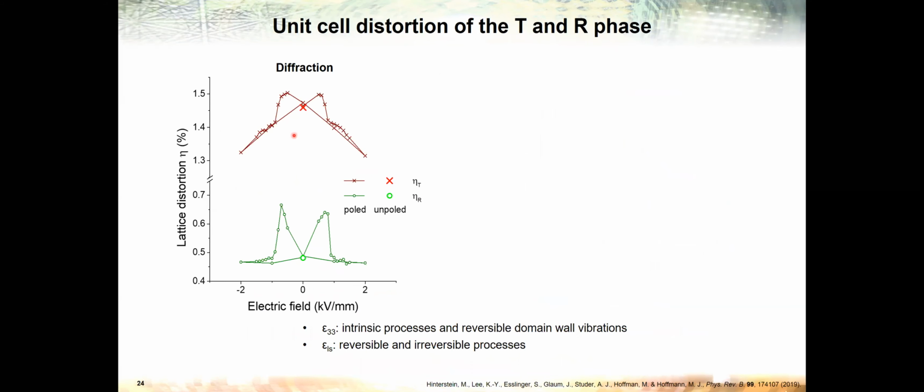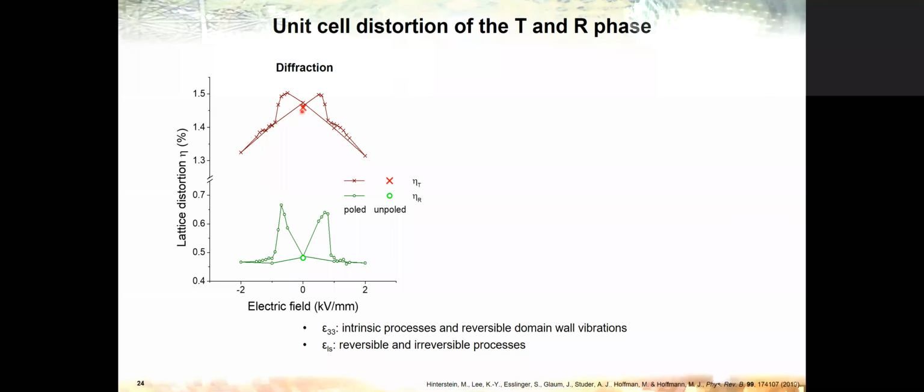Okay, and finally, when we look at the unit cell itself, you remember in the beginning I described the inverse piezoelectric effect. The idea is that you have an elongation of the unit cell with applied electric field, but when we look at it, we actually see the exact opposite. This means with increasing field, we have a decrease in unit cell distortion.